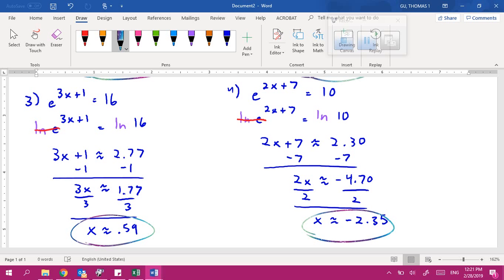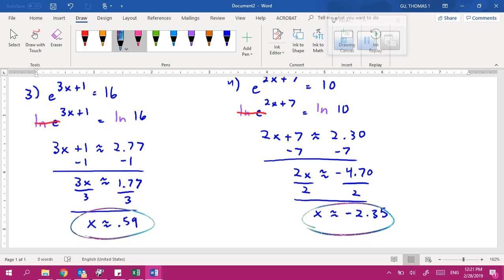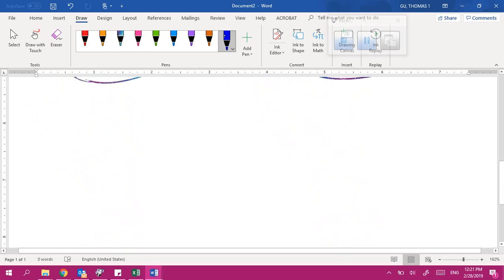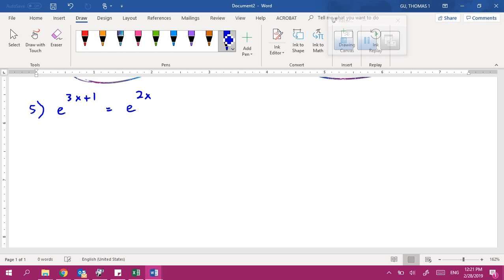All right, now let's take a look at another problem over here. This time, it's going to be e raised to the 3x plus 1 equals e raised to the 2x minus 8. Look at this one. Wow. There's two ways you can think about this. One way, like you guys are telling me, the mathematical way, you take ln of both sides like this.